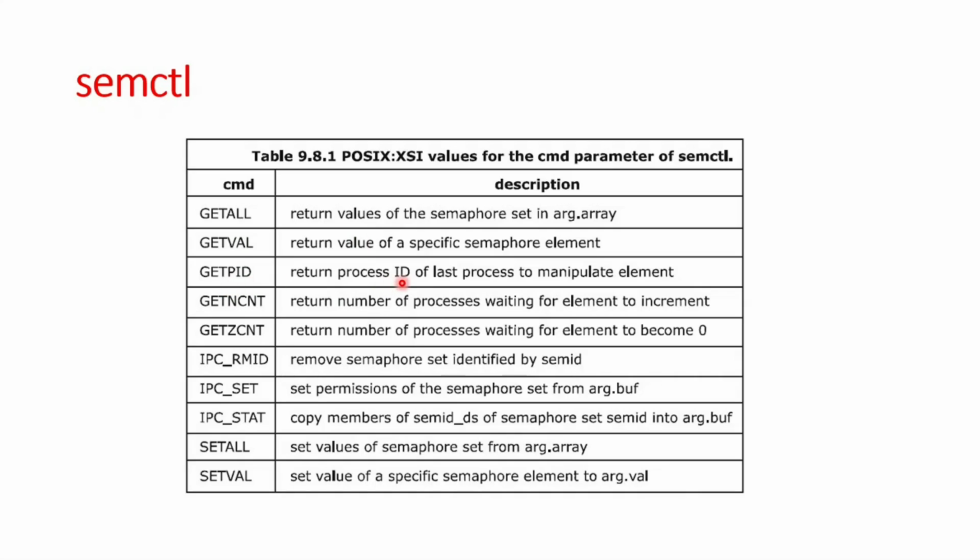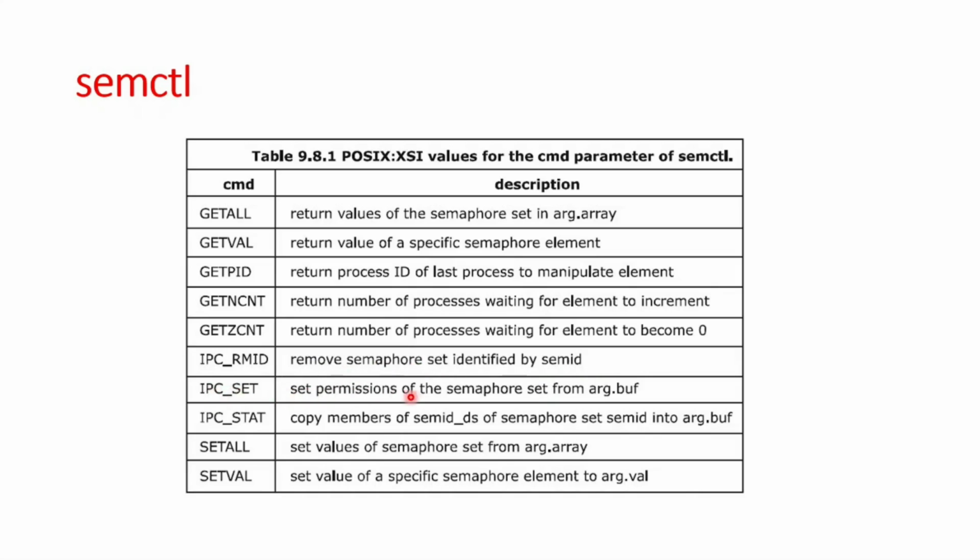GETPID returns the process ID of the last process to manipulate an element. Then GETNCNT returns the number of processes waiting for an element to increment, and GETZCNT will return the number of processes waiting for an element to become 0. Then IPC_RMID, very similar to the IPC_RMID that we use for message queues. It is used to remove the semaphore set identified by semid. So the entire semaphore set will be removed.